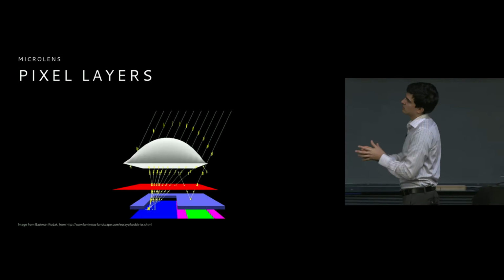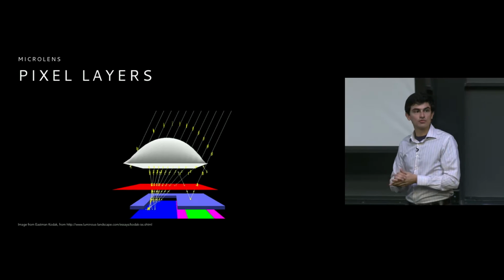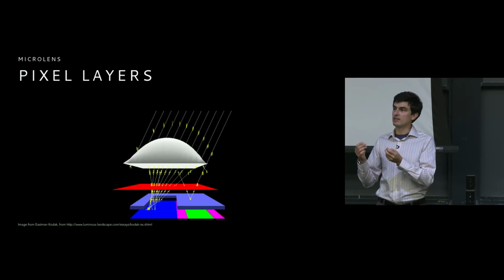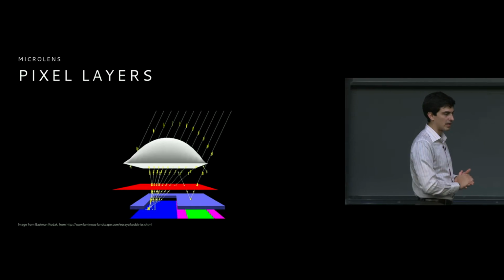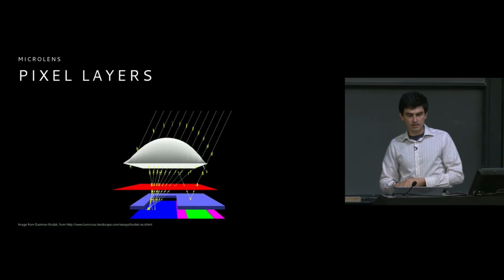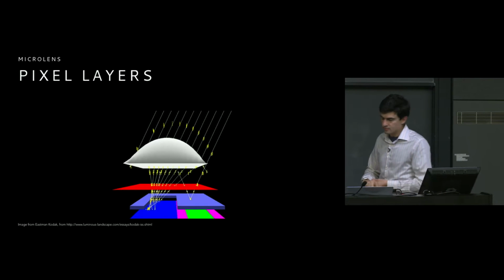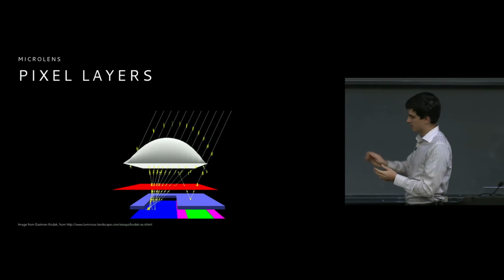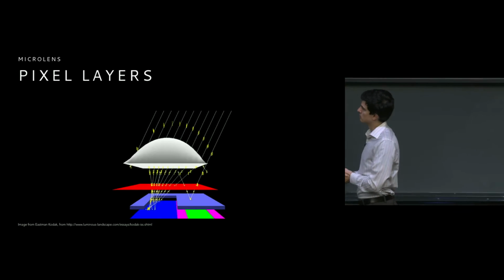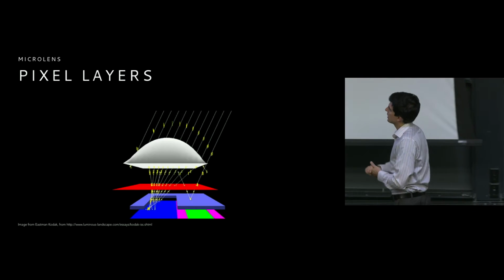This is one pixel, sort of looking at it from the side, and there's a variety of layers involved in the creation of this pixel. We have up top the micro lens. We have immediately below that a color filter array, which we'll talk about a little bit more in just a second. And then below that, we have a bunch of electronics.